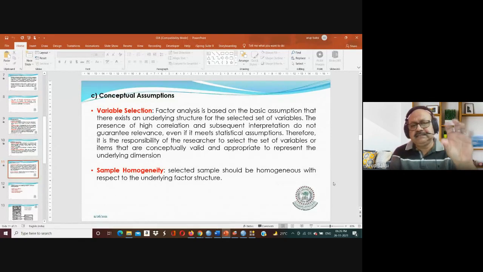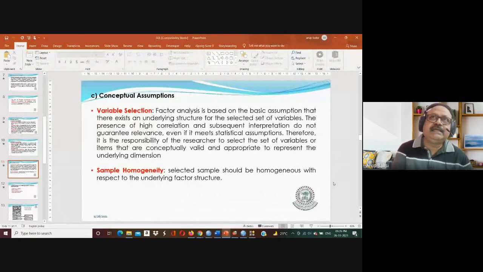Now, what does this portion suggest? That you need to be very thorough with your literature review. The variables that you identify, if they have to be conceptually valid, must have the support of good literature and be appropriate to represent the underlying dimension. Sample homogeneity: the selected sample should be homogeneous with respect to the underlying factor structure.